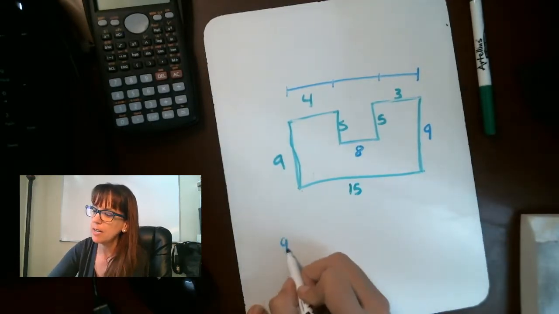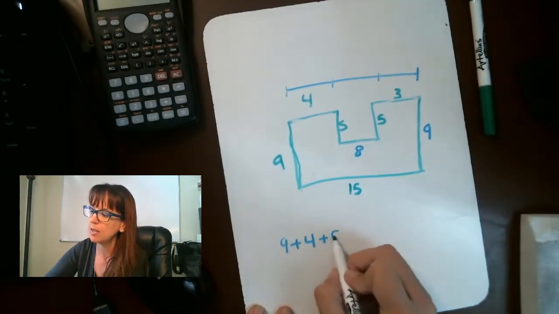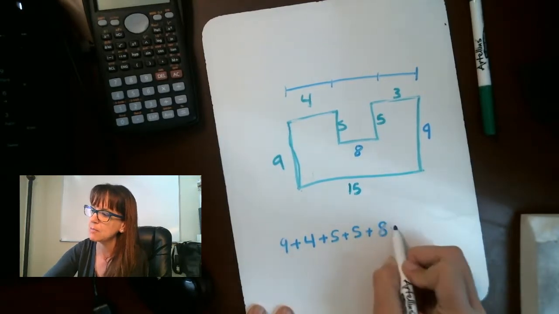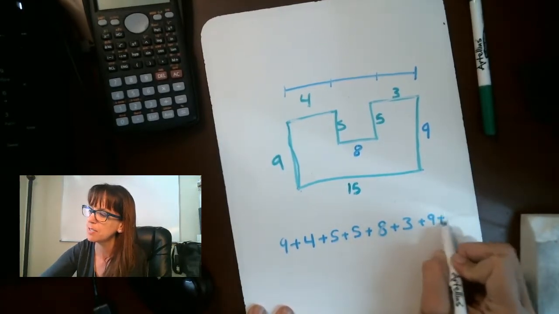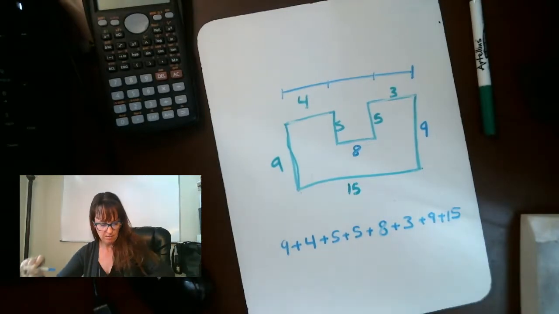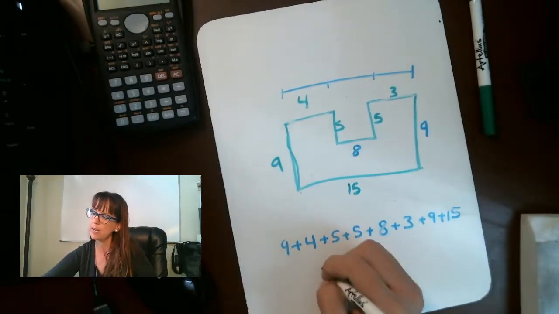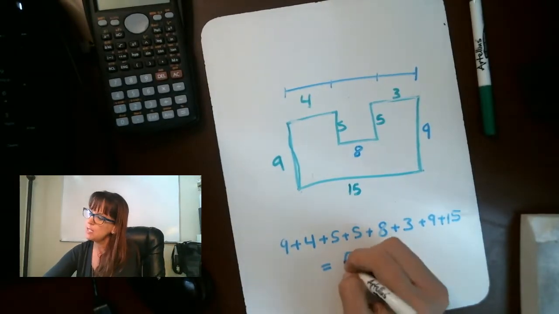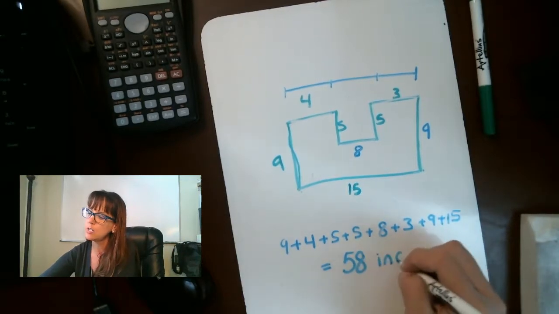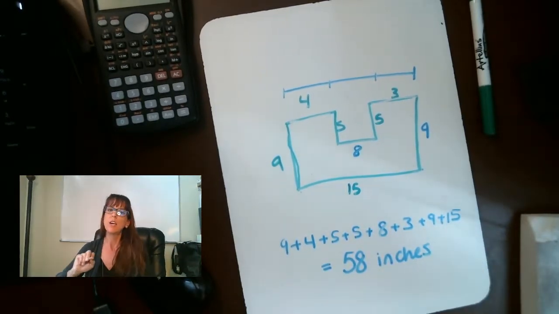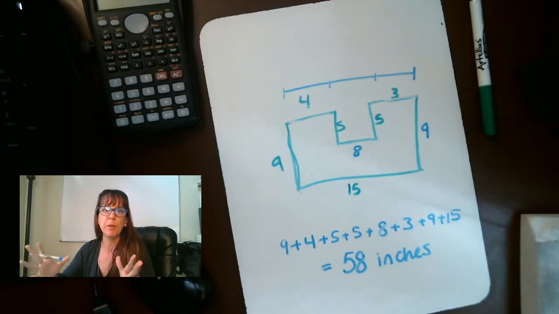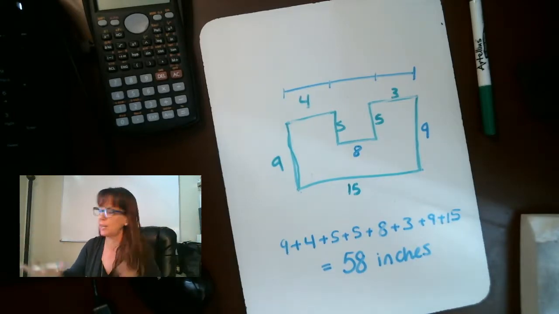So we have 9 plus 4 plus 5 plus 5 plus 8 plus 3 plus 9 plus 15. All right, add up all of those, we would end up with 58 inches. So that's how you go about adding up the perimeter. Just any shape, you just add up all the sides.